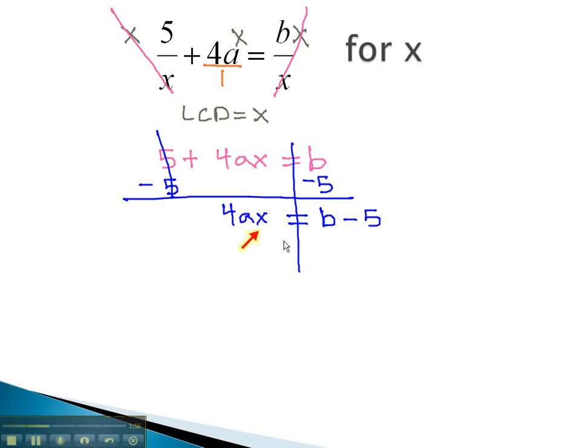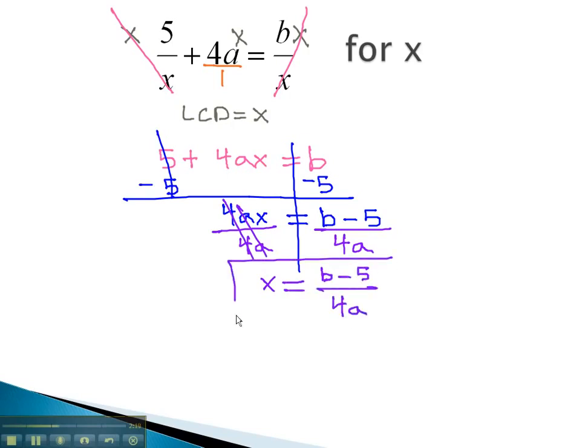Remember, we want the x alone. That means we need to get rid of the factors 4 and a. Right now, the 4 and a are multiplied by x, so we get rid of them by dividing both sides by 4a. The 4's and a's divide out, and we're left with x equals the expression b minus 5 over 4a. With the variable alone, this becomes our final solution.